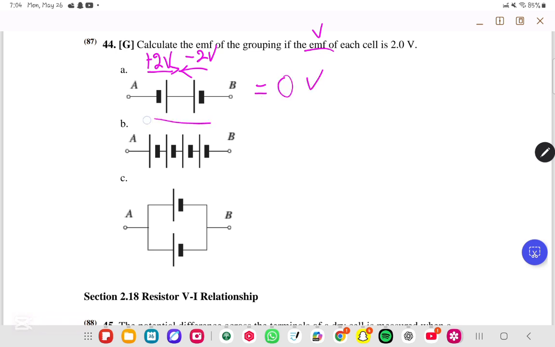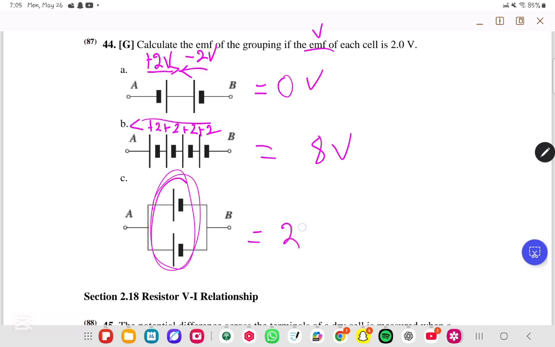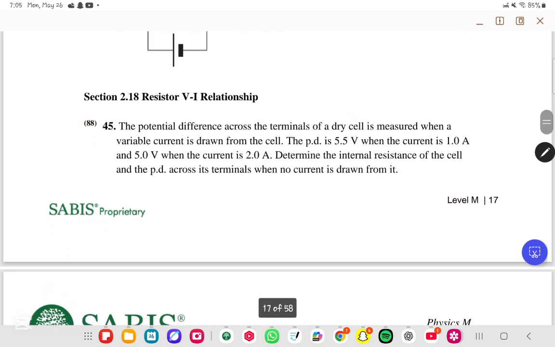Over here, let's say this is the positive direction, so it's going to be plus 2, plus 2, plus 2, plus 2, which is 8 volts. And then finally, for the last one, because they are in parallel, it's basically going to be the same, which is 2 volts. They have no effect on each other.